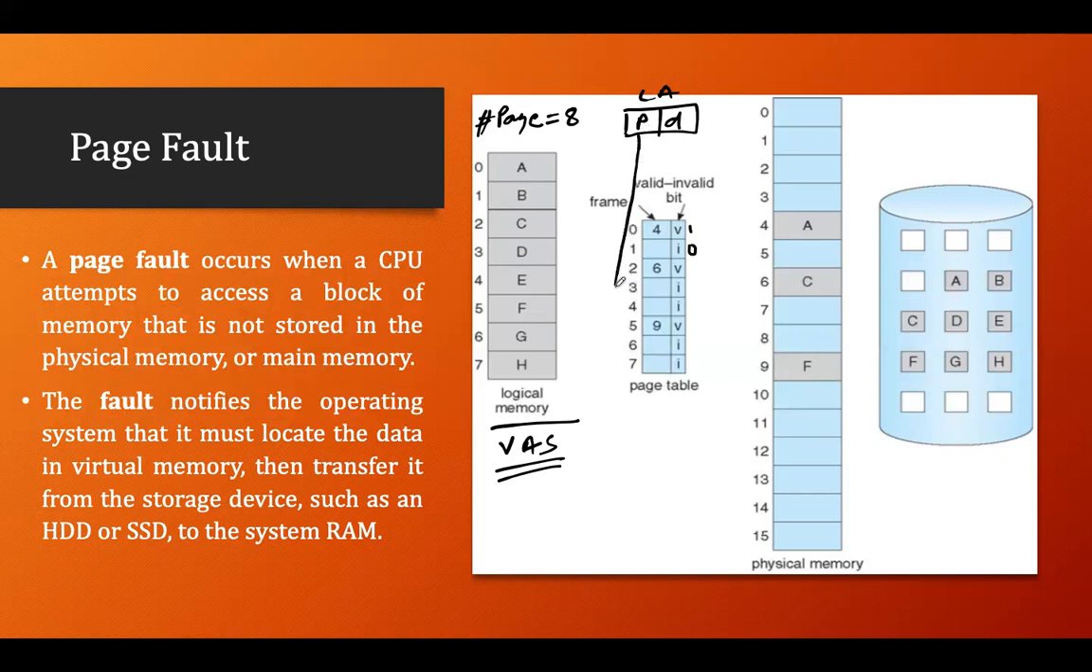And let's say it is looking for page number 3 and it is not there, meaning this is invalid, the valid bit says 0. It means that this page is not there in the physical memory. So what will happen? Here comes the concept of page fault.